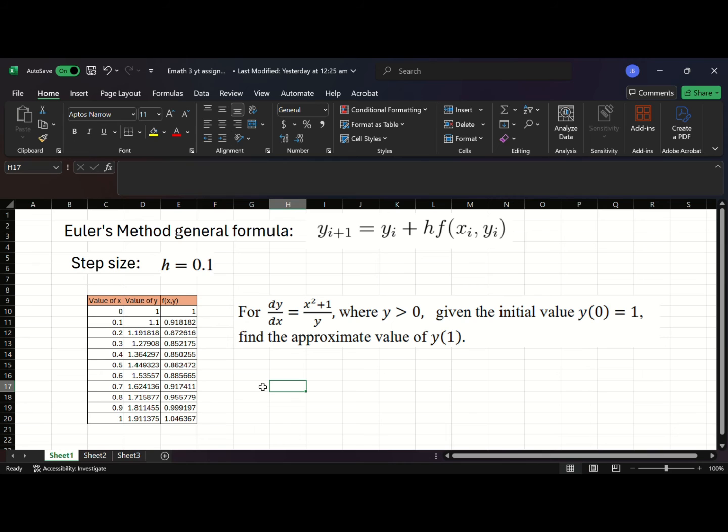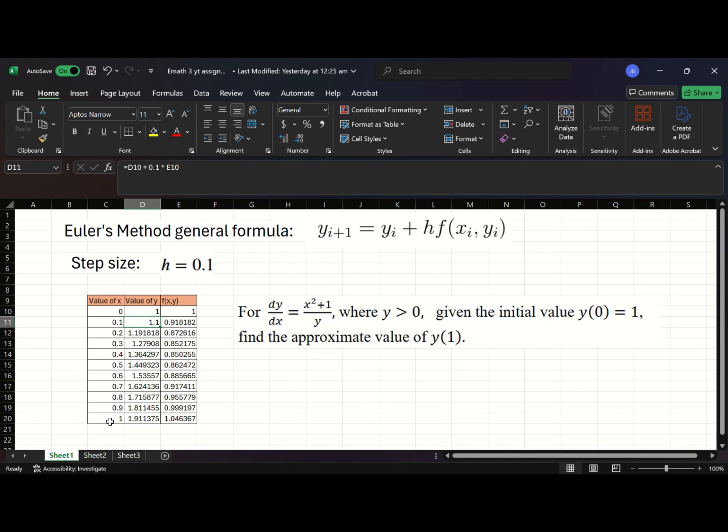Now let's look at the Excel to solve the given equation using Euler's method. Looking at this table, we have three columns: value of x, value of y, and function f(x, y). I have set the initial value as x equals 0 and y equals 1, as given by the equation over here. I have chosen the step size to be 0.1, so the range of values of x will go from 0 to 1 in intervals of 0.1.